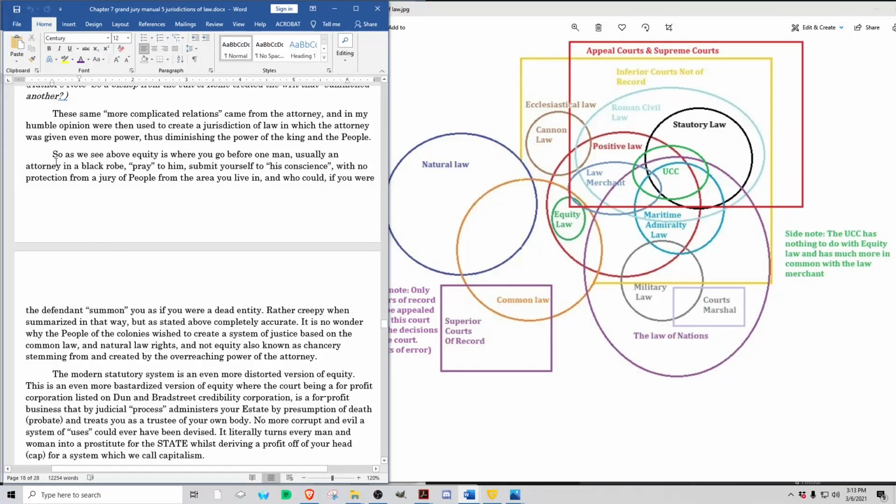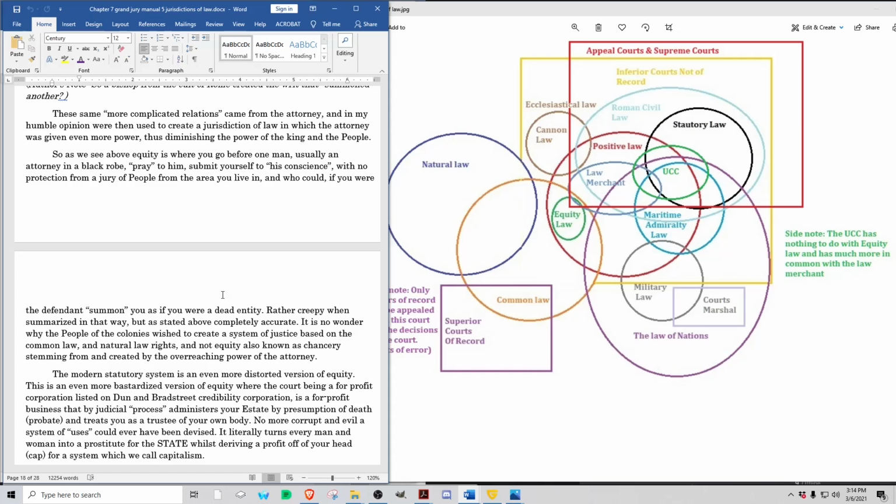As we see above, equity is where you go before one man, usually an attorney, in a black robe, pray to him, submit yourself to his conscience with no protection from a jury of people from the area you live, and who could, if you were the defendant, summon you as if you were a dead entity. Rather creepy, summarized in that way, but as stated above, completely accurate. It is no wonder why the people of the colonies wished to create a system of justice based on the common law and natural law rights, and not equity, also known as chancery, stemming from and created by the overreaching power of the attorney.